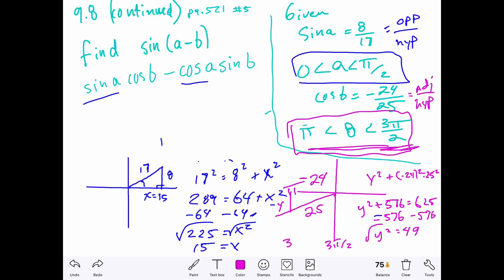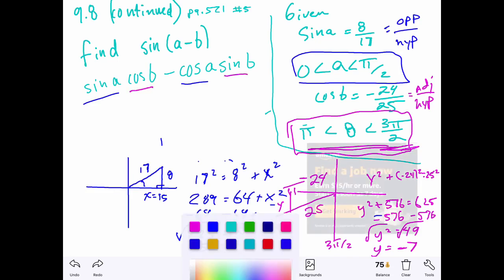Okay, and then take the root of both sides. So y equals plus or minus 7. But again, we're just going to use the minus 7 because I know I'm in the third quadrant, and so my y must be negative. Okay, so y equals negative 7. And I can then construct all my angles too, and I could find cosine of B and sine of B. Okay, so let's go ahead and do that now.